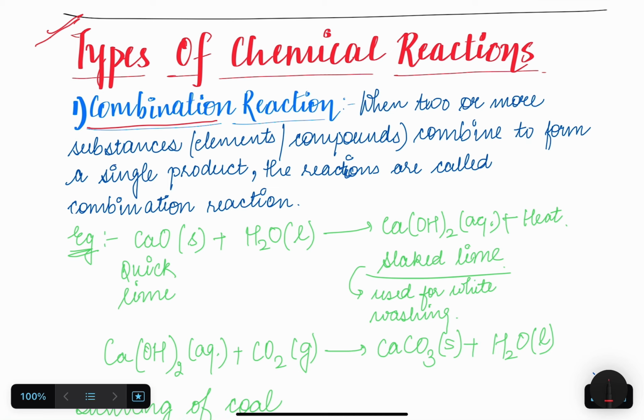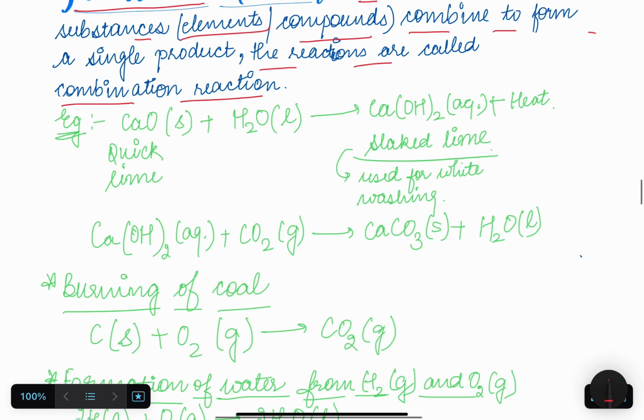So let's see what is the exact definition. When two or more substances, they can be elements or compounds, combine to form a single product, the reactions are called combination reactions. For example, we have CaO, that is calcium oxide, or quicklime, plus H2O, which produces calcium hydroxide in aqueous state and a large amount of heat. Calcium hydroxide is also called slaked lime, which is used for whitewashing.